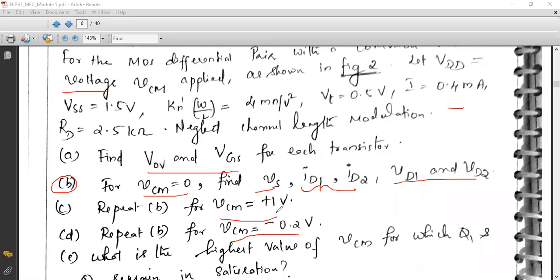So we need to ensure whether our given input lies in the common mode range. Only then we can say that ID1 and ID2 will be the same, which is equal to half of the overall drain current, and accordingly VD1 and VD2 will be equal to each other. So that theory you need to remember, and accordingly we are doing this particular problem.